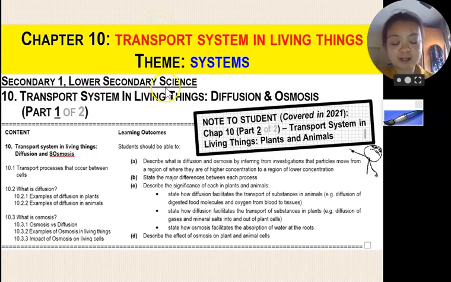So in this lecture, we're going to be talking about two main transport processes. Now, the second part of this chapter will be covered in 2021. All right, so today we'll be looking at transport processes that occur between cells, and there are predominantly two processes that you will be learning this time around. Okay, so let us begin.